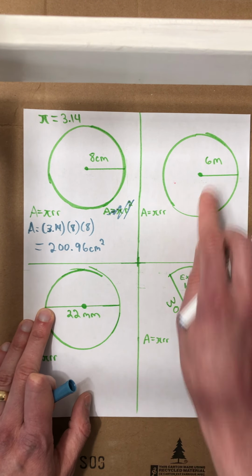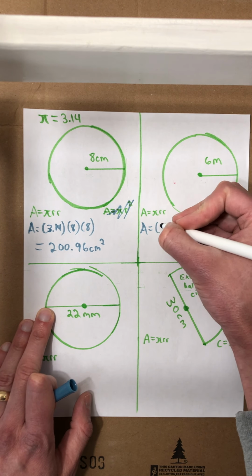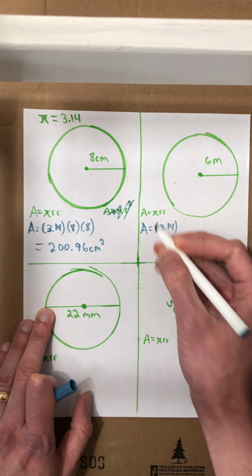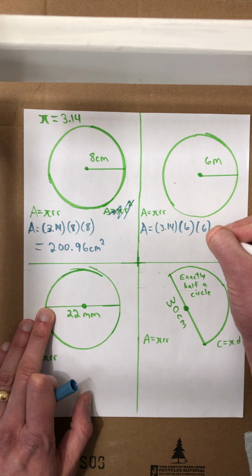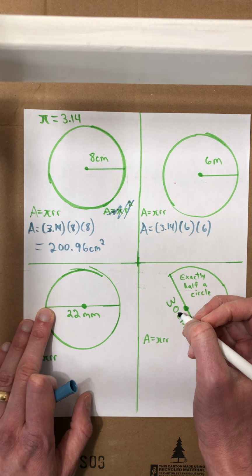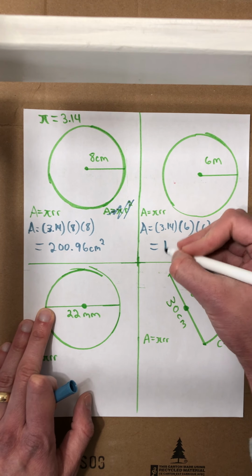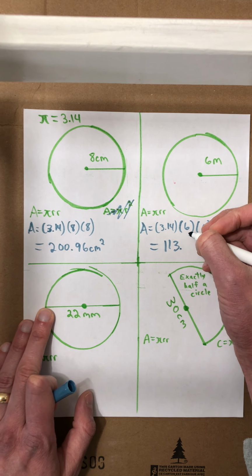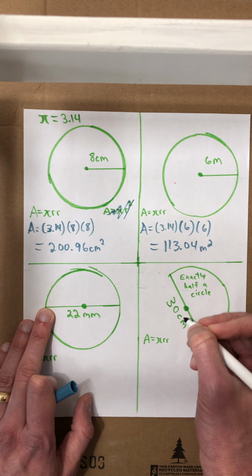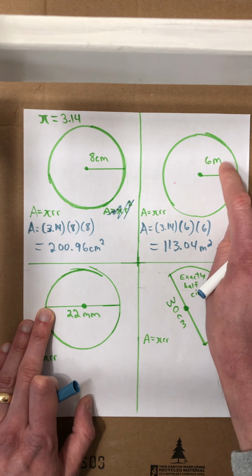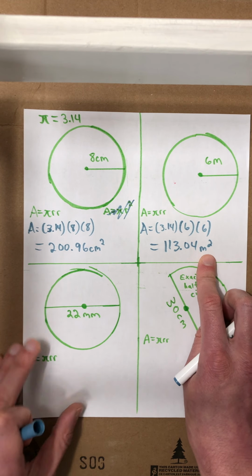So once again, my radius is 6, so I'm going to do area is equal to, I replace my pi symbol with 3.14 times 6 times 6 again. I'm going to multiply these all together, and it's going to equal 113.04, and this time my units are meters squared. Why aren't they centimeters squared? Well, it's because the radius was in meters, so now my area is also meters squared.